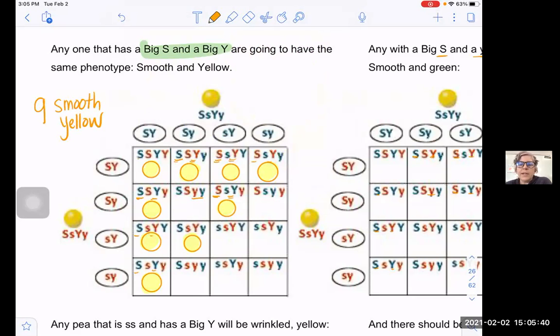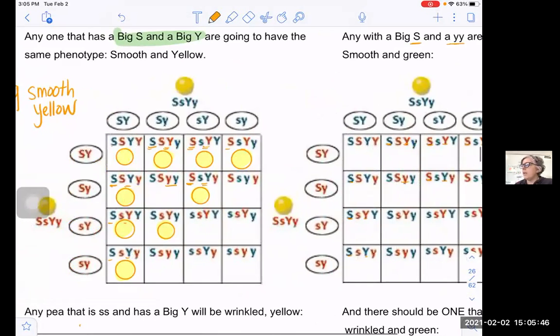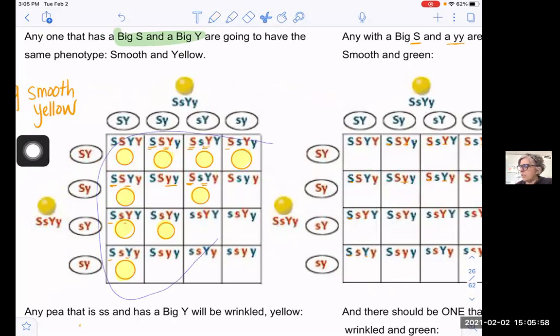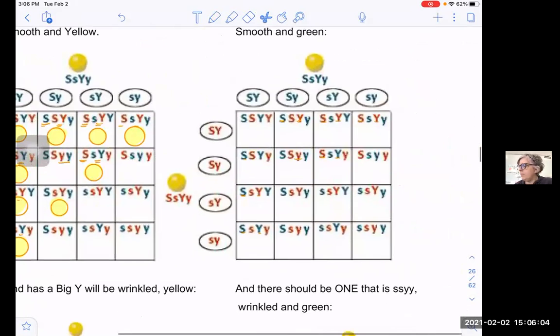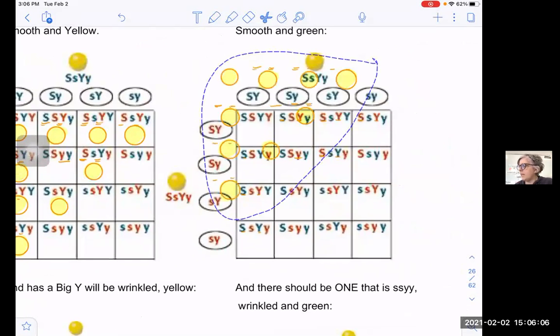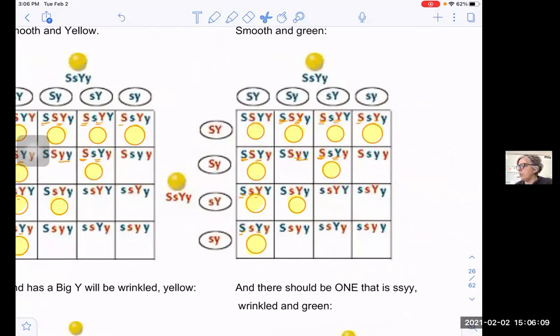All right, so the next one I'm going to count up is how many are smooth and green. But I don't want to accidentally look at these boxes again that I already filled in. So I'm going to use my amazing, super awesome scissors tool on my Notability, and I'm going to circle these P's that I just drew, and I'm going to copy them and paste them over on my second Punnett square. So I don't have to look at those boxes again because I already know they have round yellow or smooth yellow peas in them.